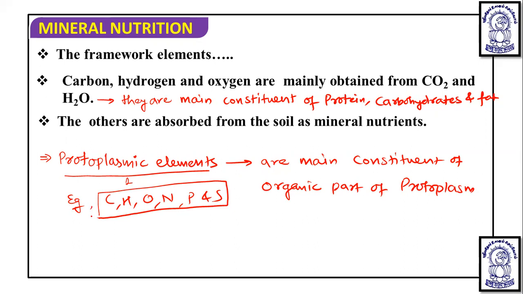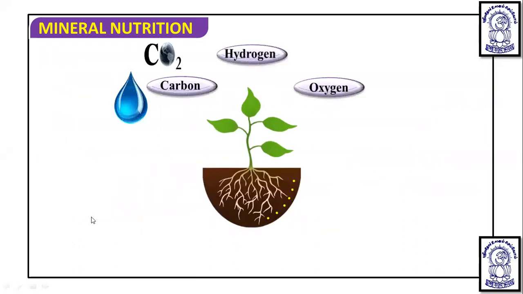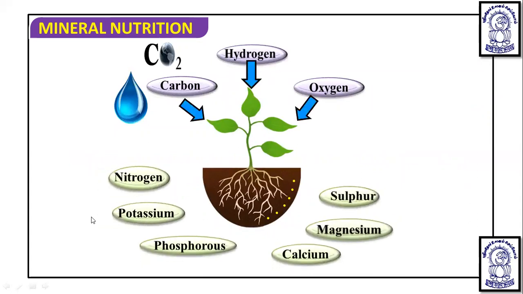Apart from this, some are also known as critical elements, which we will discuss. Carbon, hydrogen, and oxygen are framework elements, as we have discussed already. Others, nitrogen, potassium, phosphorus, sulfur, and magnesium, are also macronutrients. Now, in that there is a category of critical elements.